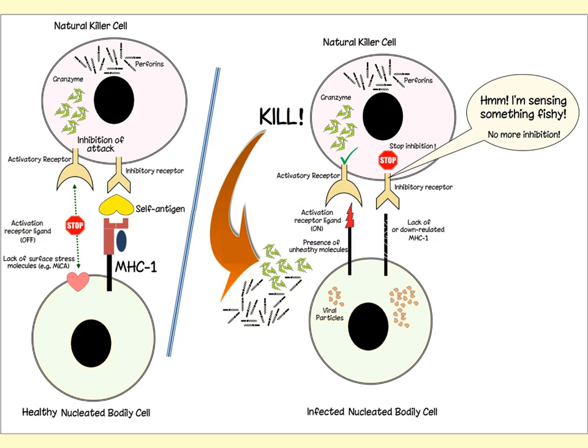So there is a balance and check on the natural killer cells. We have a combination of inhibitory and activator receptors, and the two balance each other so that things don't go out of control and the natural killer cells do not become vicious and attack healthy tissues of the body.